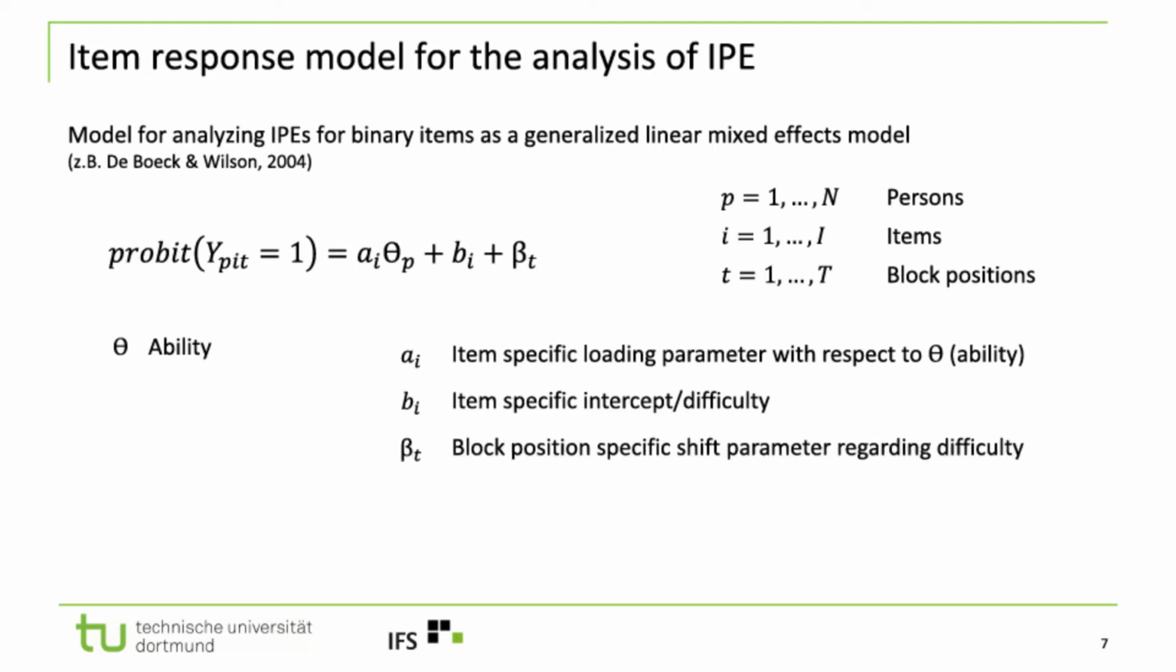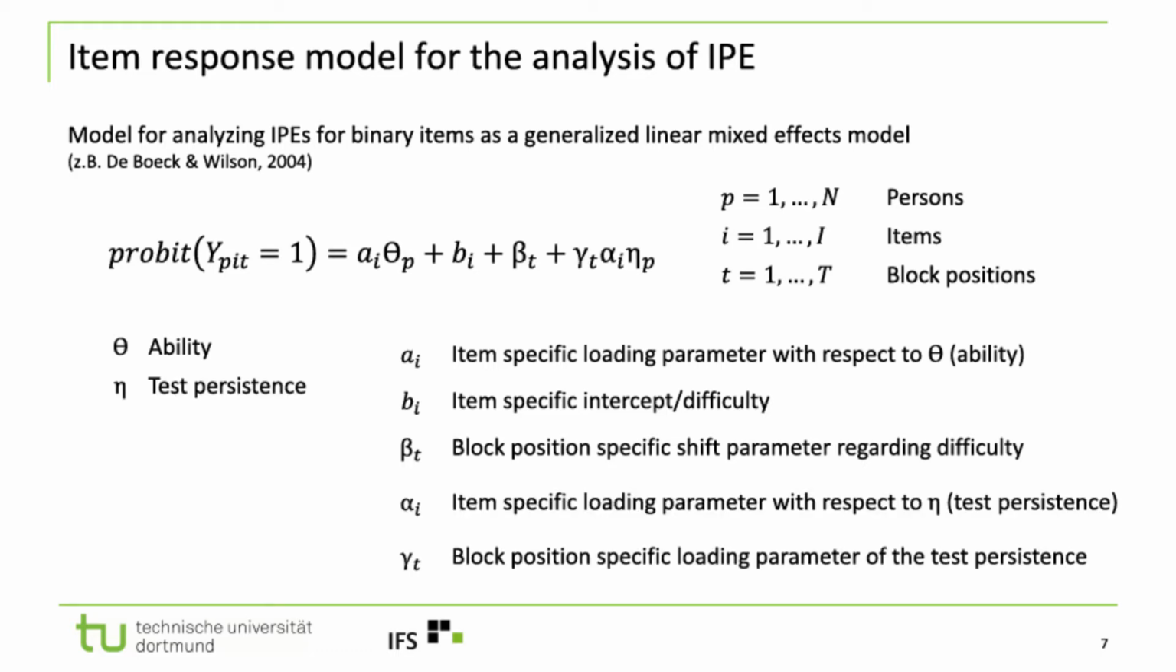In the next step, we introduce a general difficulty shift beta for position T. This represents the amount of mean change in difficulty across all individuals when considering position T. Now we model the test persistence eta, which allows for individual deviations from this shift beta on the person side as a second random effect, and give this factor a position-specific loading parameter gamma for position T.